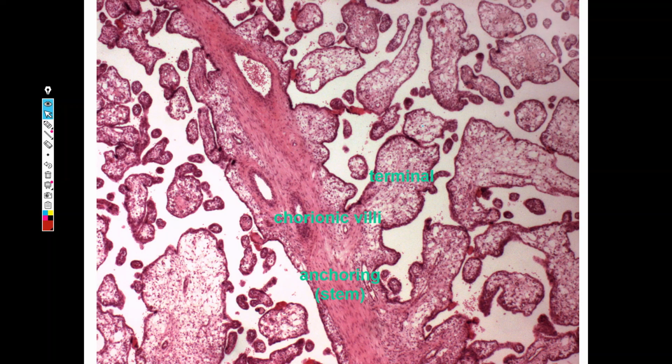Now this is another picture of the placenta, and we can see one anchoring villus over here, which is branching into smaller terminal branches, the terminal villi, which are of course tertiary villi because we are in a fully developed placenta right here. And this anchoring villus is connecting the chorionic plate and the basal plate together.